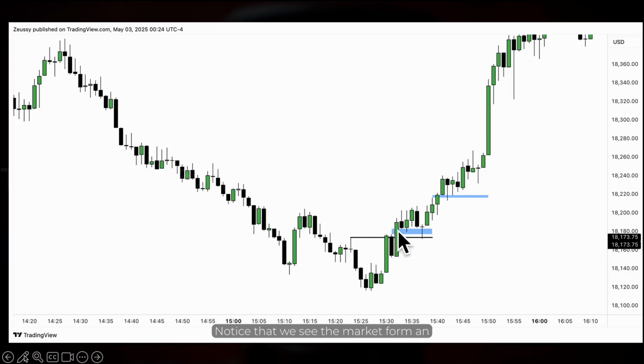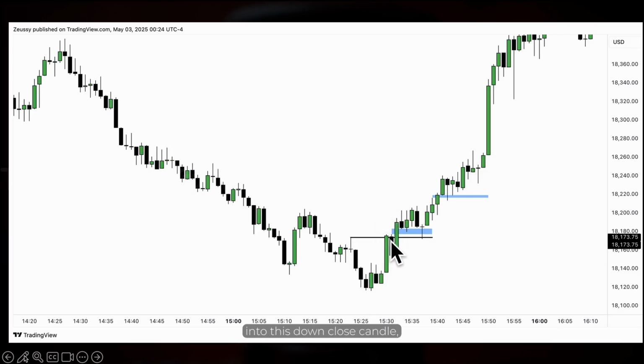Notice that we see the market form an imbalance right here. And notice how the market consolidates around that imbalance. Why is the market consolidating? The reason why the market is consolidating right there is because long orders are being fulfilled right there. So price is being held inside of a tight range, time distortion has taken place, and inside of that consolidation, longs are being filled. Notice how the market reprices into that high, which sets up that final expansion lower.